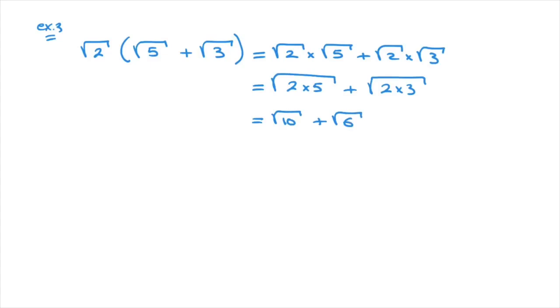And we stop there. Remember, there is no rule for adding two square roots or two radicals. We cannot simplify this any further. So this would be our final answer here. Let's look at one last example.